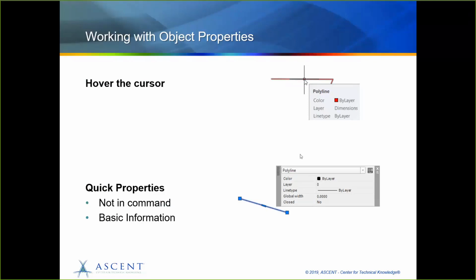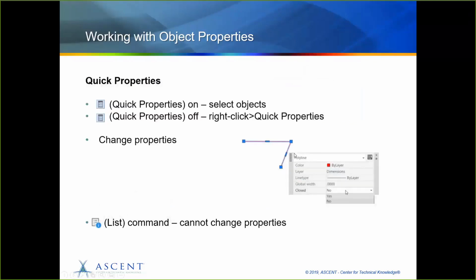Now, the Quick Properties panel displays along with the selected object, as I mentioned, in the group mode. But for this to display on the screen, the Quick Properties tool should be toggled on in the status bar. So you can see that there is this small tool. This is located in the status bar, and it should be clicked on, which is highlighted in blue.